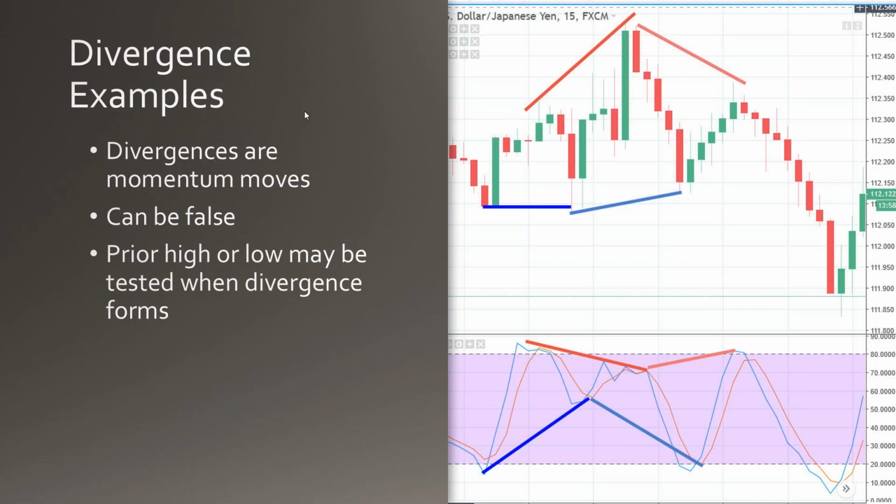Here, at the very first one, you have a high here. This is your next high. And then in the stochastics, you have a high here and you have a high here. So which type of divergence is that? This is the bearish divergence. Okay. Then you have a low here and you have a low here. It actually went a couple of ticks lower, but you have a low here and a low here. What is that? This will be your bullish divergence.